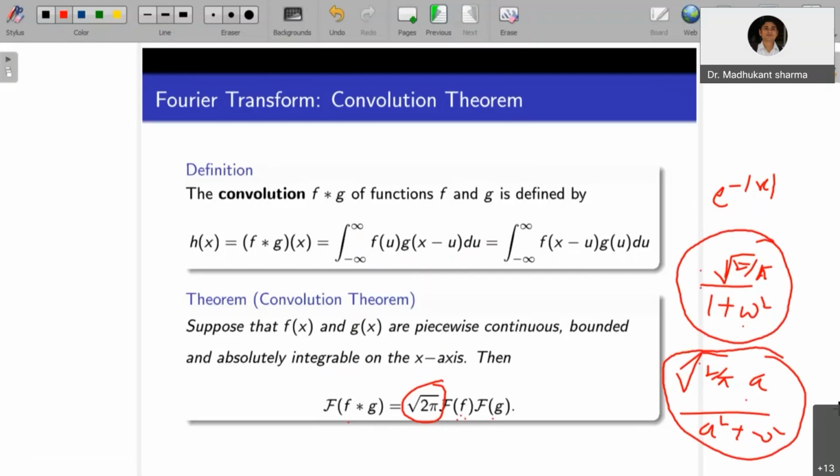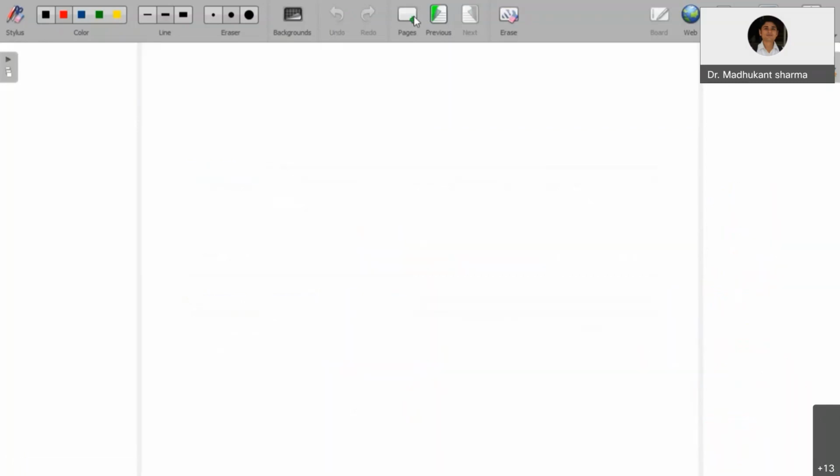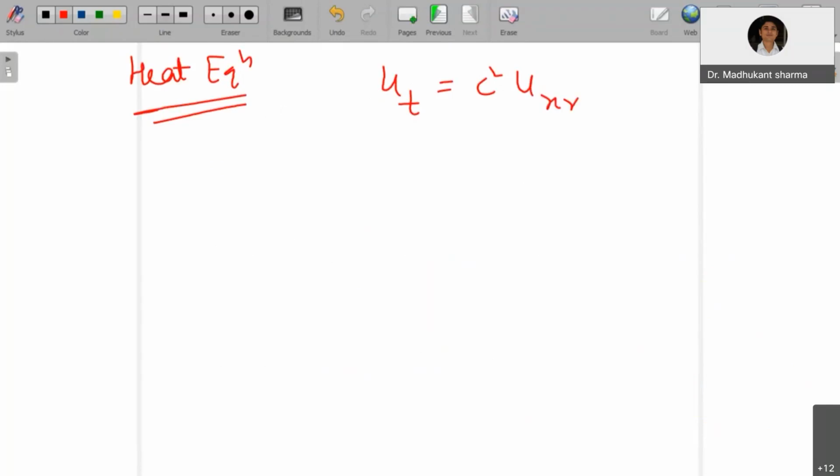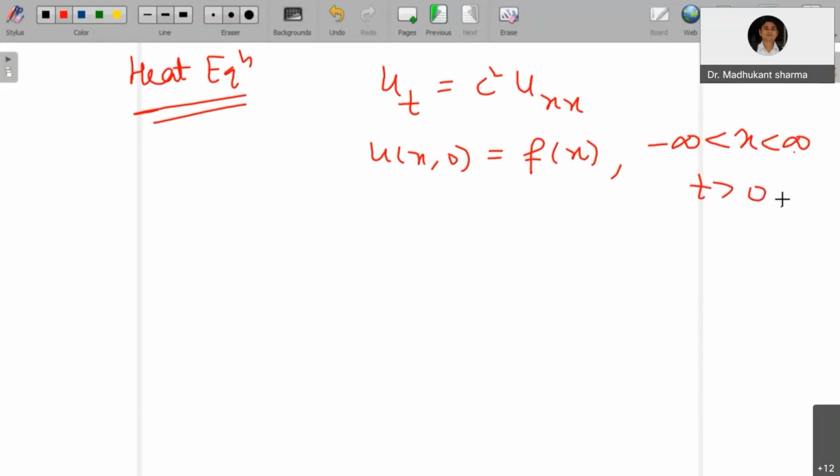Okay, so now let's take one example of a PDE and try to solve it by using the Fourier transform. Let us take the heat equation: u_t equals c square u_xx, with initial condition u(x, 0) equals f(x). Of course, x is from minus infinity to infinity because we are going to apply the Fourier transform, and t is greater than 0, the time parameter.